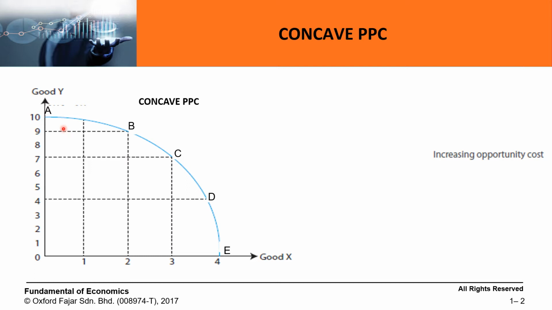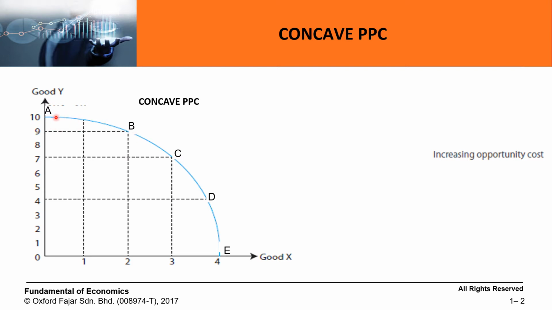Okay, so PPC ini menggambarkan two types of goods yang kita dapat produce, which is good X and good Y, with the 5 choices. A, B, C, D, E. Okay, daripada graf ni, apabila kita nak kaitkan dengan opportunity cost, so kita kena kira lah, okay, what is opportunity cost when point A move to point B?